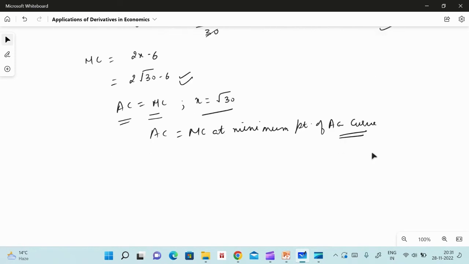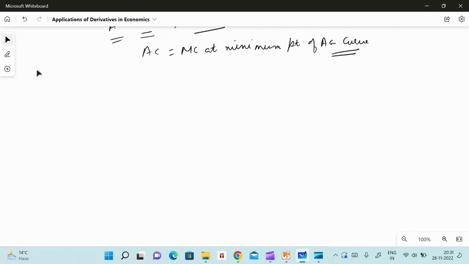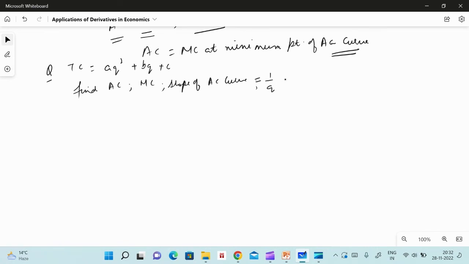Let me explain the concept with one more question, right? If it is given to you that total cost is equal to AQ square plus BQ plus C, and we have to find out the average cost, marginal cost, and slope of the average cost curve. That slope of the average cost curve is equal to 1 by Q times (MC minus AC), right? Clear? So first of all, we will calculate average cost.